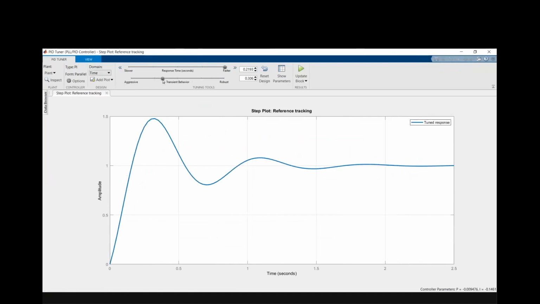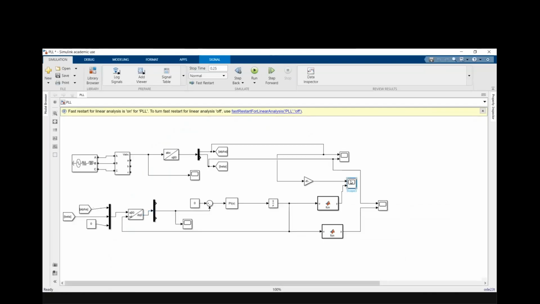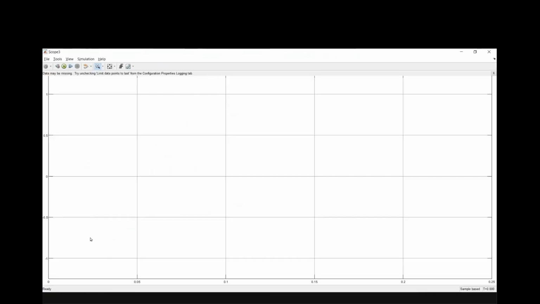So we want around 1.2. We'll get tracking faster only because it is a closed loop. And what are the values? We got some different values. It is time domain, parallel PI, minus 0.0174, update block. Let us click this. So we got this. Let us try with this now. Actually, I forgot to test this part alone. And let us simulate.